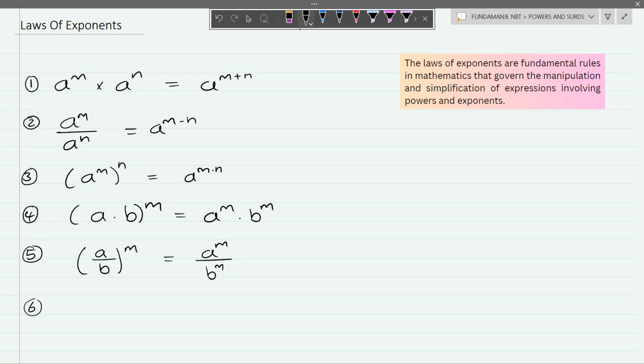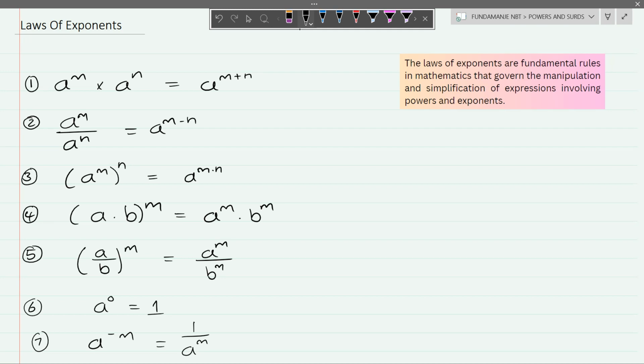Then the sixth law is the zero exponent rule, which states that any number raised to the power of 0 will always give us 1. Then the last law states that a to the power of a negative exponent will be equal to 1 over that exponent. Now, these are the 7 main laws that we use when working with exponents.